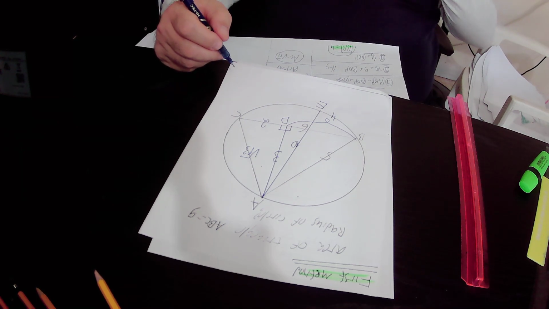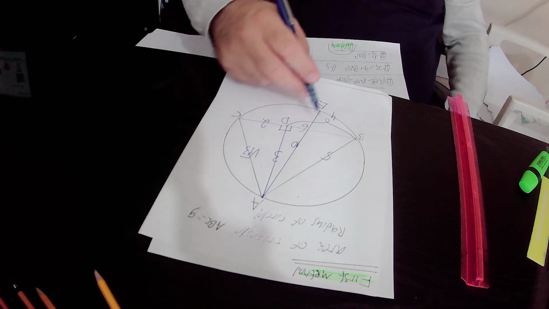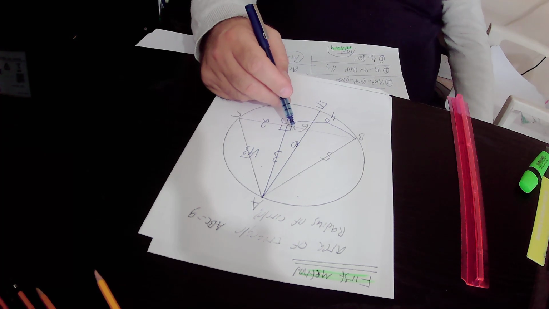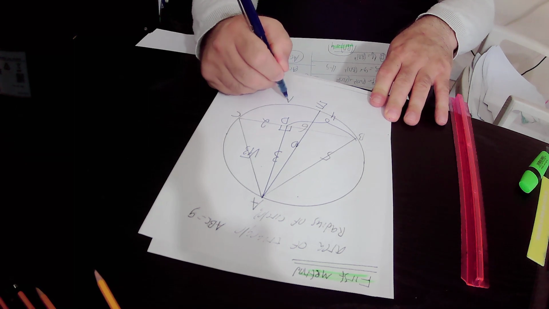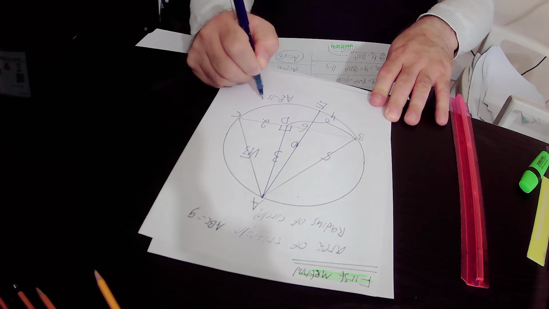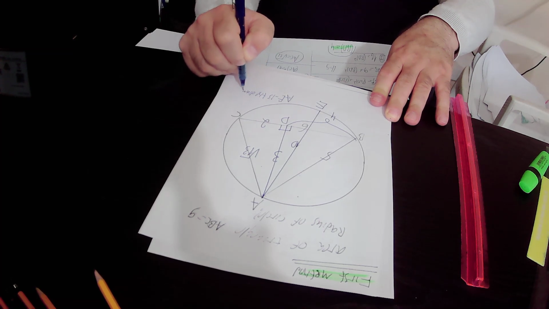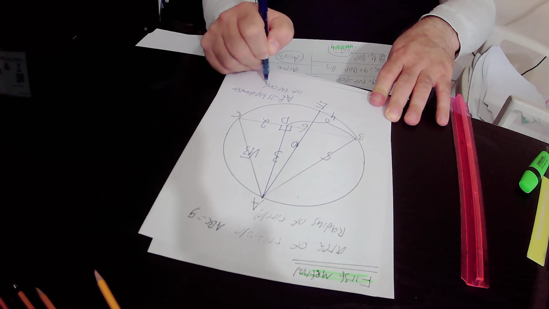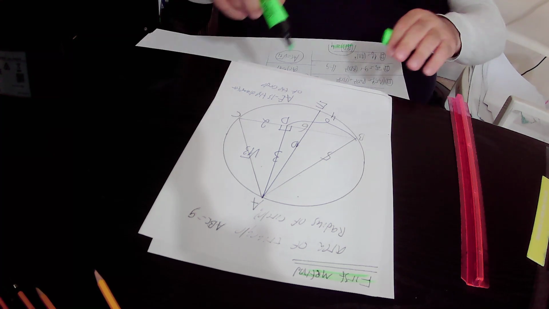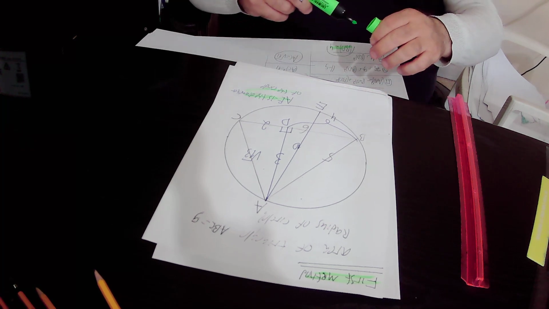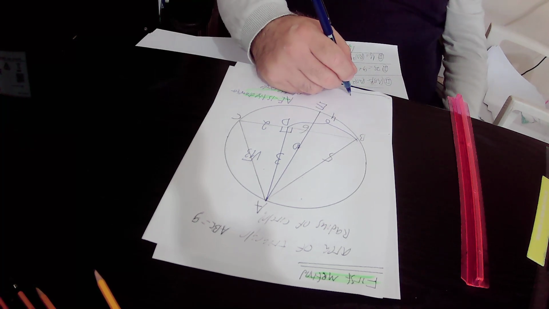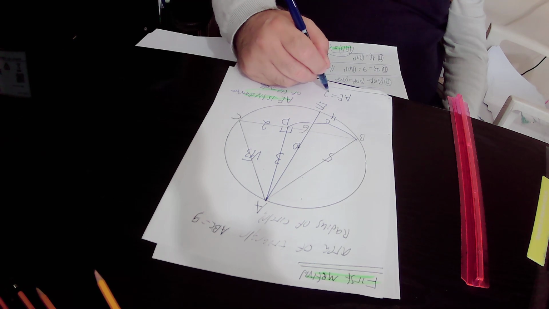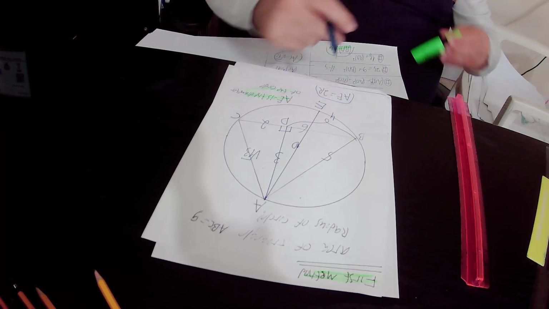So actually, chord AE passes through the center of the circle, and any chord that passes through the center of the circle is defined as a diameter. So AE is the diameter of the circle. Okay. But we know that the diameter of any circle is twice as long as the radius. So if the radius of this circle is defined as capital R, then the diameter AE will be equal to 2 times capital R. So AE equals 2R.